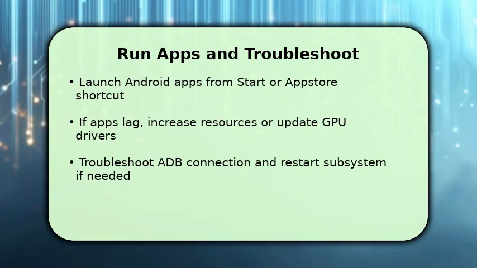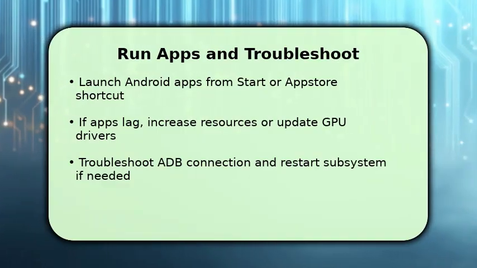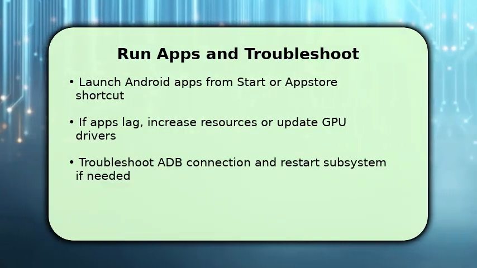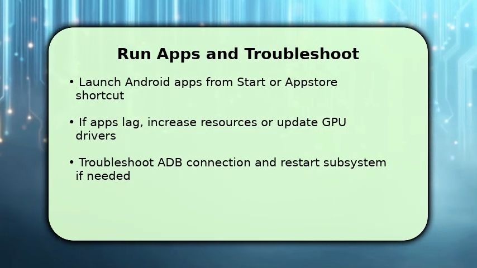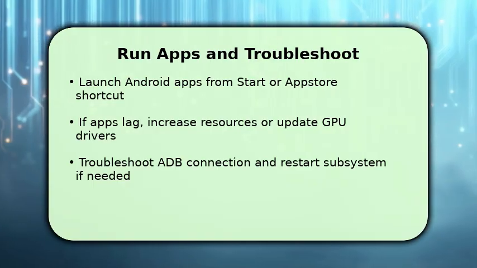Finally, launch Android apps from Start or through the Amazon Appstore. You can pin them to the taskbar for quick access. If an app feels sluggish, make sure GPU drivers are current and bump the subsystem resource limits where available. This fixes most performance problems.